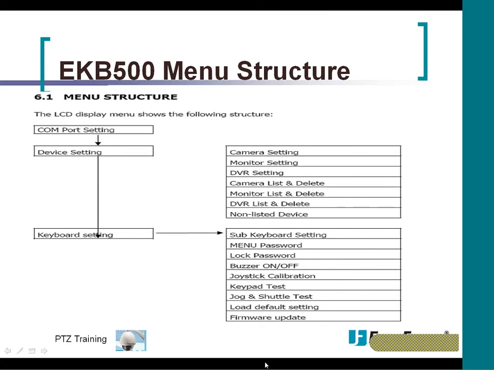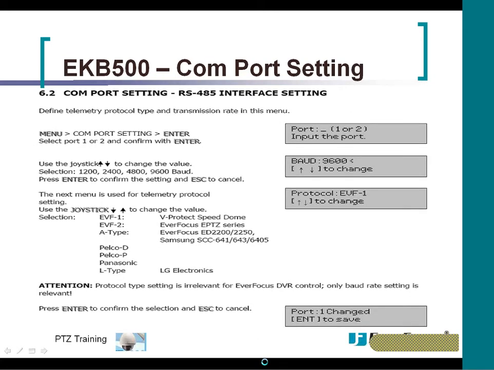Okay, what we will be going over today is setting up your COM port setting for basic control of the PTZ cameras, and then setting up the DVR settings so you are able to control the DVR using the EKB500 and linking them all back to your main monitor.